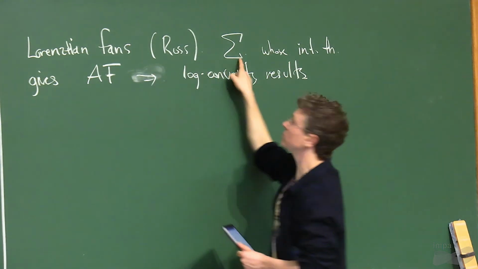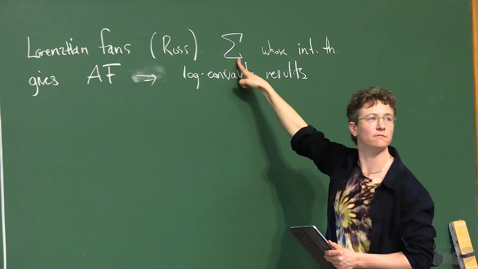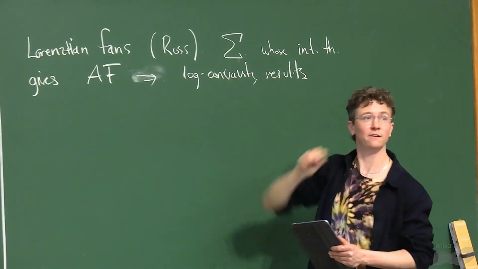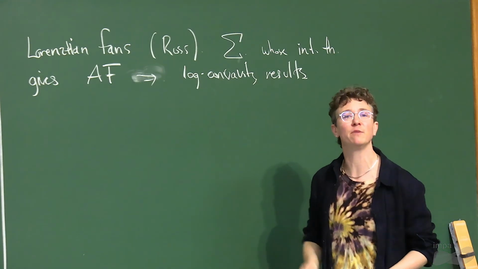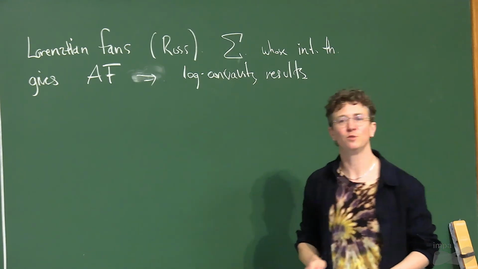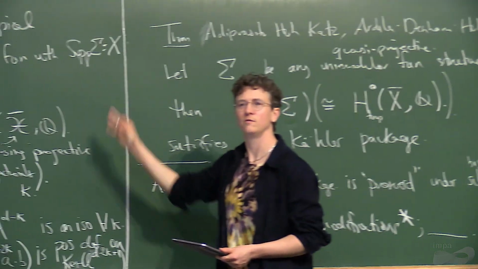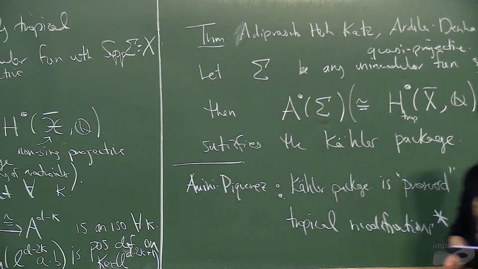And the properties to be a Lorentzian fan are strictly weaker. It's much easier to satisfy. And Dustin Ross also shows that it comes down to checking a condition on the two-dimensional star fans. To get all of these properties, that's not going to suffice. This is much stronger.